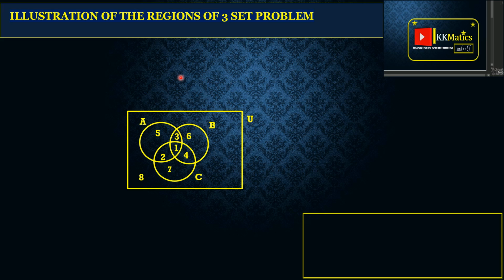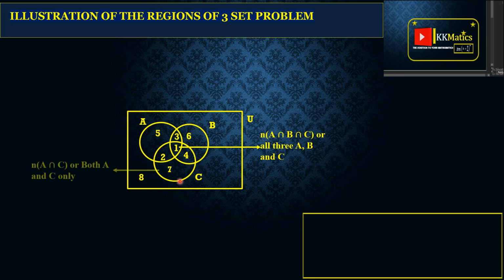So let's move ahead and talk about the various regions. The first region, which is region 1, is the number of elements, the common element that sits between A, B, and C. So that's the number of elements in A intersection B intersection C, or we can say all three A, B, and C. Those are found in all three sets: set A, set B, and set C.